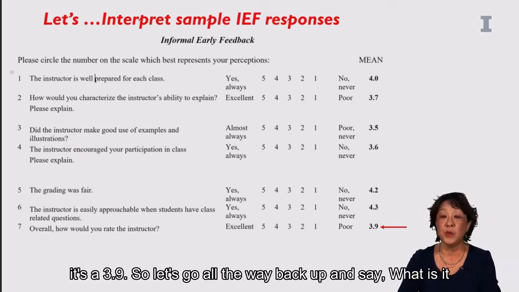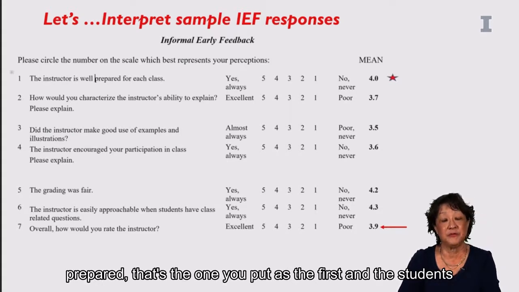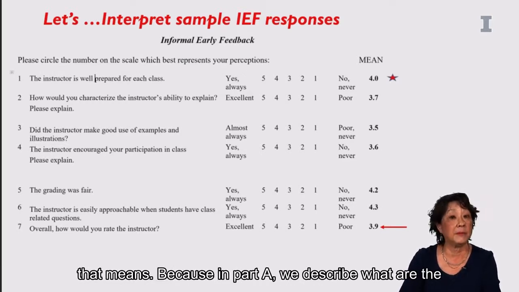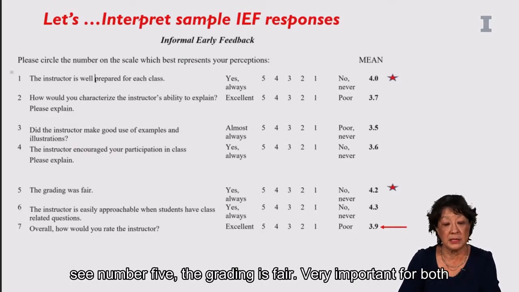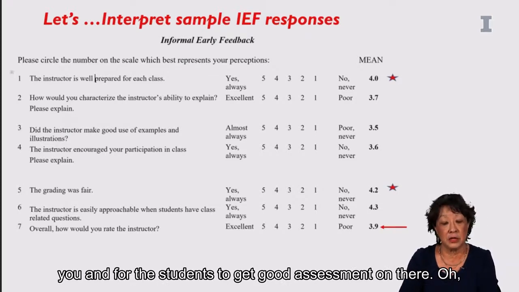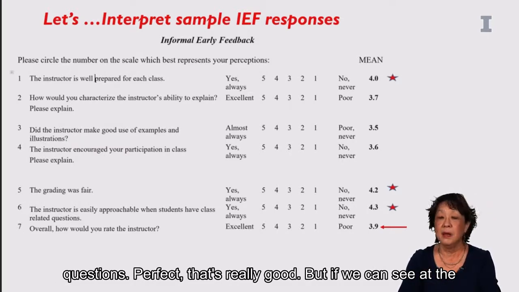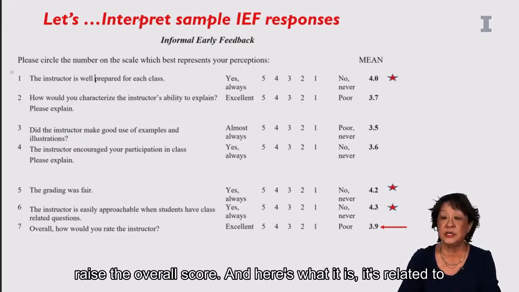So let's go all the way back up and ask what is having an impact or influence on the score. Well prepared, the one you put first, and the students agree that you are well prepared. We know what that means because in part A we described the characteristics of being well prepared. Further down, number 5, the grading is fair. Very important for both you and the students to get good assessment. And you're caring: students feel comfortable asking you questions. Perfect, that's really good. But we can see other items having an impact that you could work on to raise the overall score.